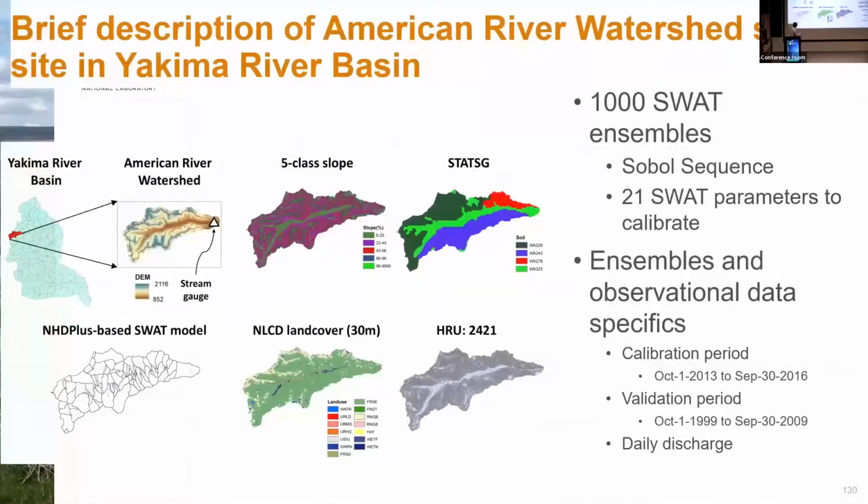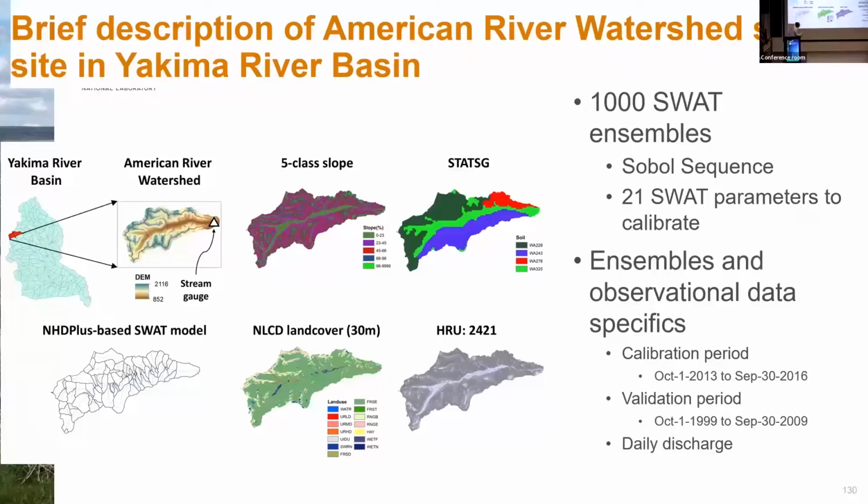So the test bed we have is the American River watershed within the Yakima River Basin. So we have this Yakima River Basin here. We selected this watershed site because we have a stream gauge that measures the streamflow for this watershed. For this watershed, we have the various input data sets, and we have the corresponding SWAT model.